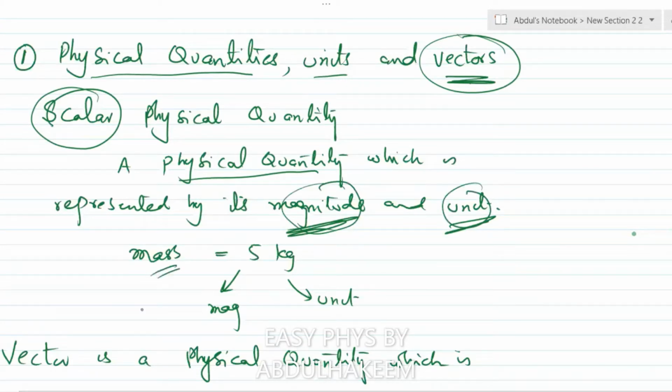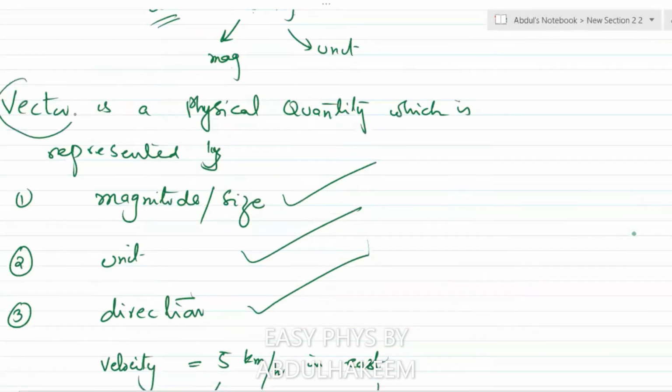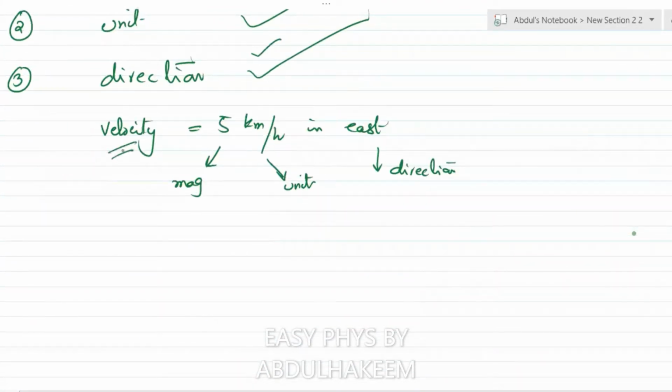For example, the mass 5 kilogram. So 5 is magnitude, kilogram is unit. Number 2, which is very, very important, is the vector, and we have to study it today. A vector is a physical quantity which is represented by its magnitude, unit, and direction. Velocity is a vector. For example, it's 5 kilometers per hour in east. So 5 is the magnitude, kilometer per hour is the unit, and east is the direction.